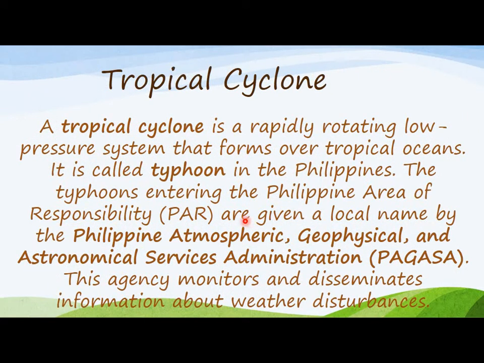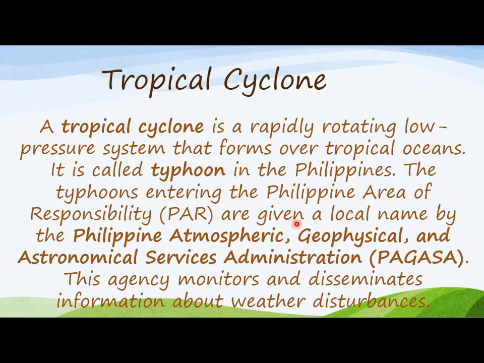Now, we have here tropical cyclone. So, a tropical cyclone is a rapidly rotating low-pressure system. So, ito na, no? Cyclone. So, we are talking about the general term, no? Dito, sa bagyo. Yan, no? So, it is a rapidly rotating low-pressure system that forms over tropical ocean. So, ibig sabihin, ang mga bagyo ay nabubuo sa mga lugar na may init, no? Mga katubigan, no? Sa karagatan na kung saan directly tinatamaan ng araw, no? Ng sikat ng araw.